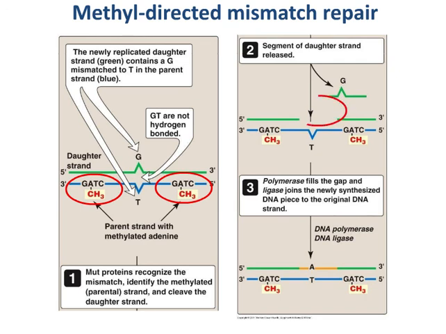A portion of the daughter strand containing the mismatched base is then excised by these Mut proteins. DNA polymerase then fills the gap and DNA ligase seals the nick.